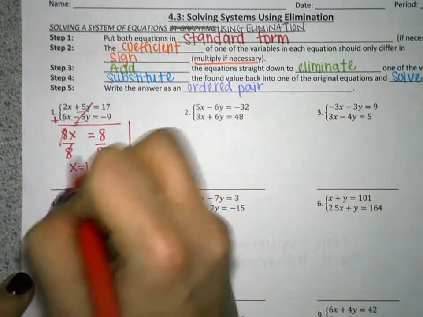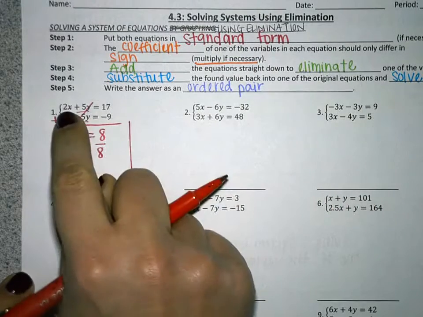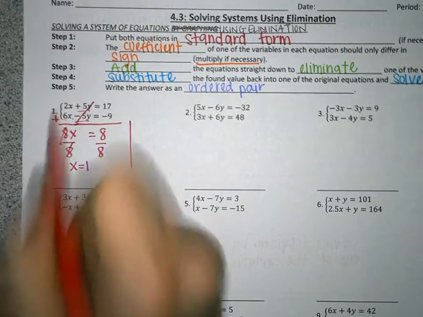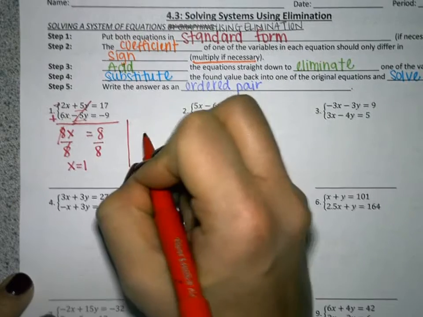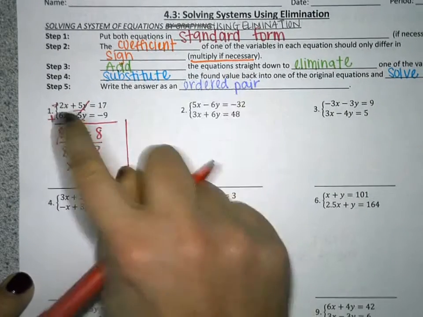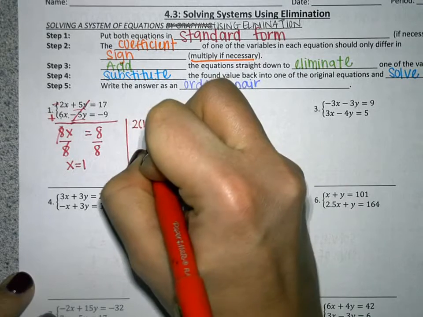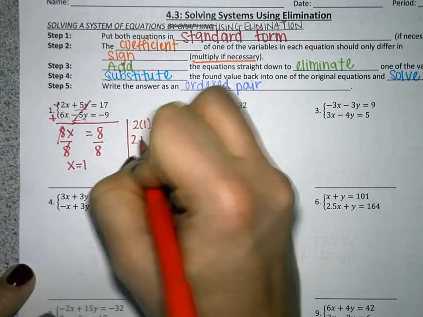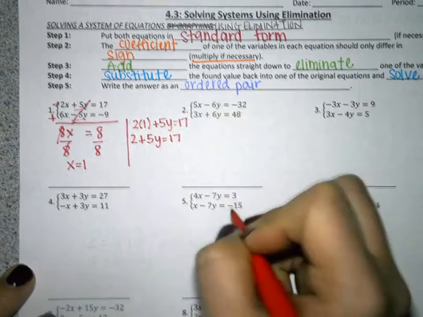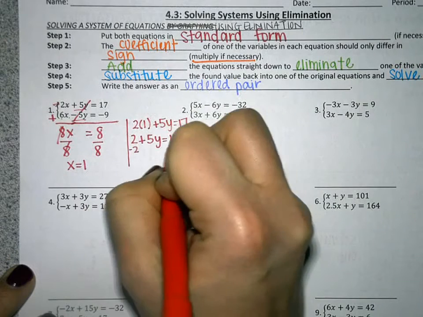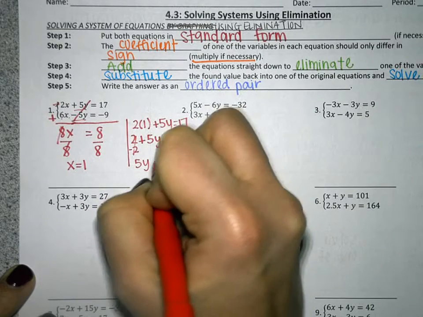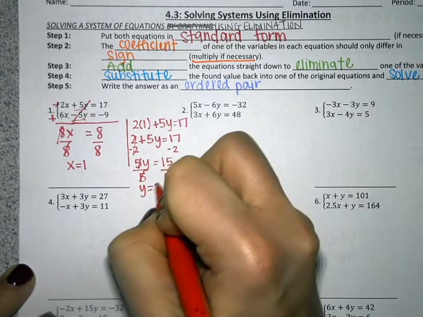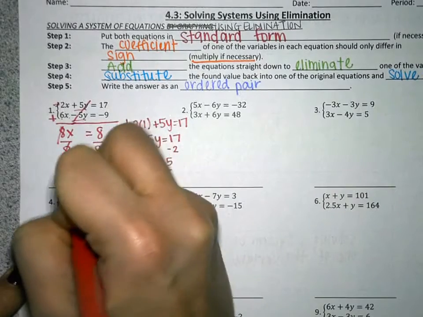So I'm going to take this x equals 1, and you can plug it back into either of the original equations. It does not matter which equation you plug it into. I'm going to plug it into the first one, 2x plus 5y equals 17. So that's going to give me 2 times 1 plus 5y equals 17. So that's 2 plus 5y equals 17. Subtract 2. So 5y equals 15, and then divide by 5. And I get y equals 3. So my ordered pair is 1, 3.